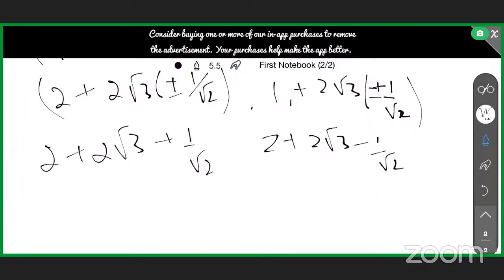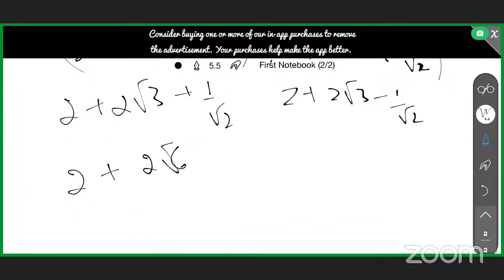This will be equal to... I'll keep this 2 as a constant. I'll do this one, so the LCM is root 2. Correct? Now how much will that be? 2 root 2 means 2 root 6 plus 1 by root 2. 2 root 6 plus 1 root 2. That is 2 root 6 plus root 2.